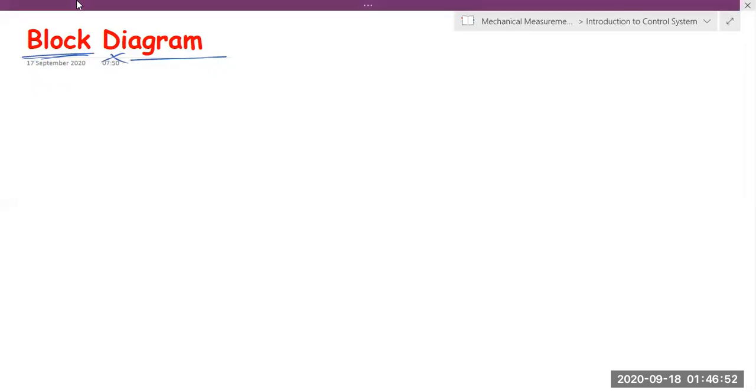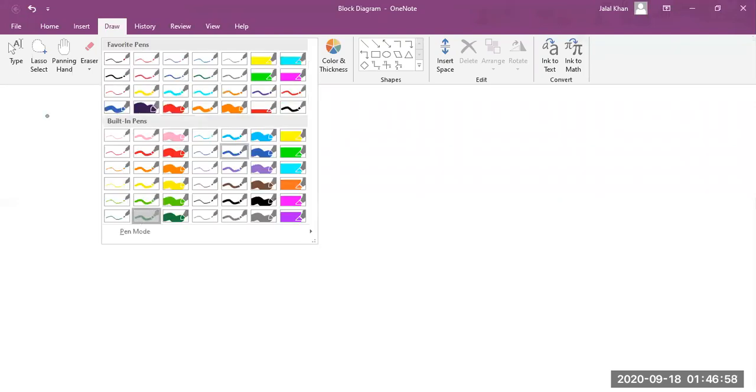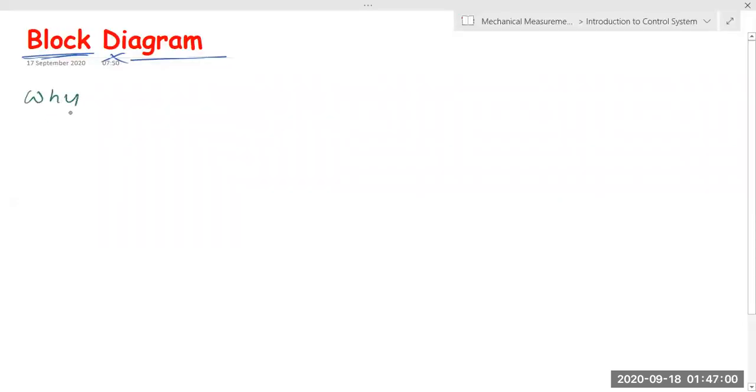Now we are going to study something more about block diagrams. This is the part that we are going to study now. Before starting this study, I'm going to tell you why we need to study block diagrams. What is the need? Or I can even use the word motivation. What is the motivation behind studying the block diagram?